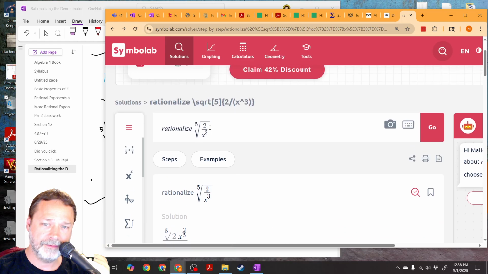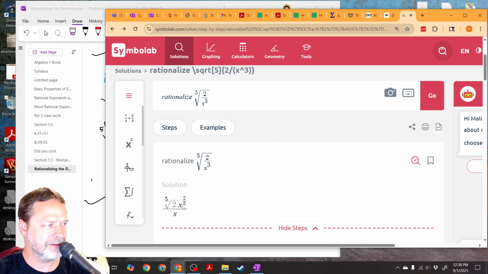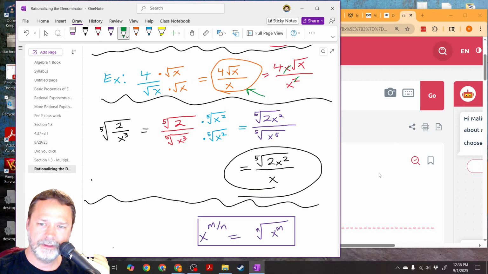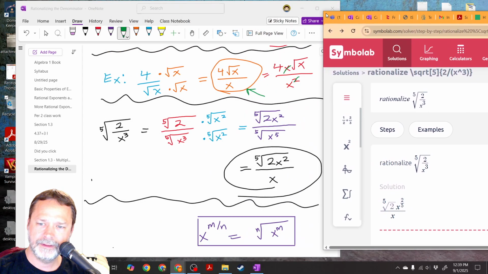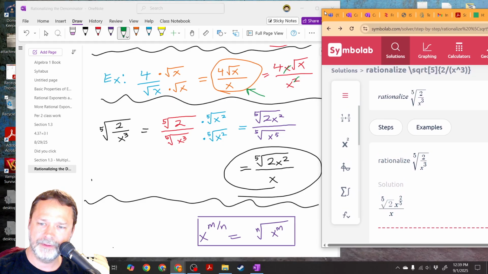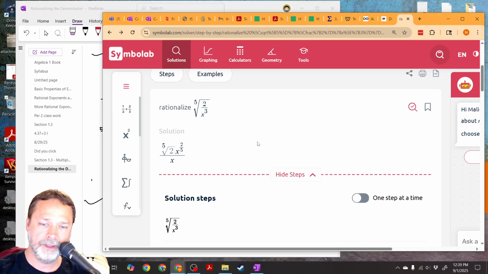Rationalize, the same thing, fifth root of 2 over x cubed, and it gets something, and it looks a little different. But is that the same? Going back here, is that really the same thing we got before? It looks really similar. We just got to say, well, is the fifth root of 2 times x to the 2/5 the same as the fifth root of 2x squared? We need to figure that out.